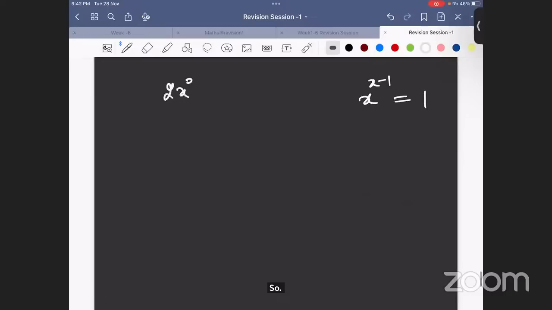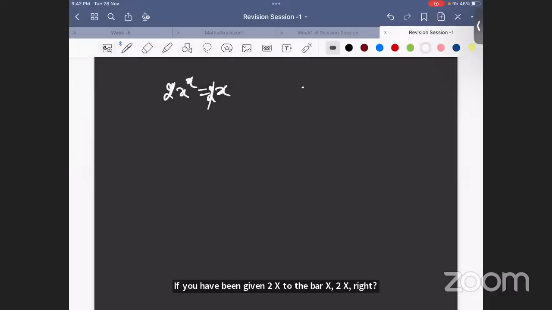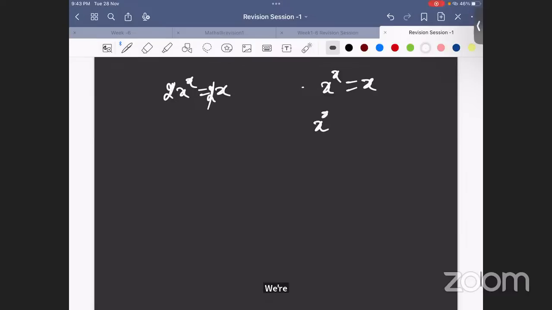If you have been given x to the power x equals to x, right? And if, for example, we are just dividing this, x minus 1 equals to 1. This is the one. So it is x minus 1 ln x equals to, this will be ln 1 is 0.